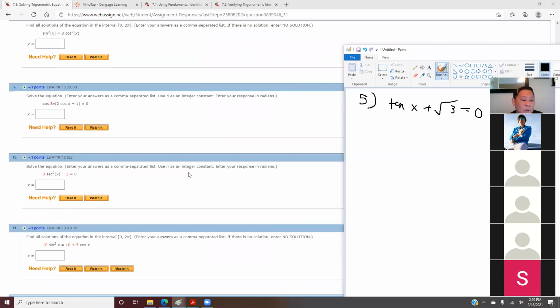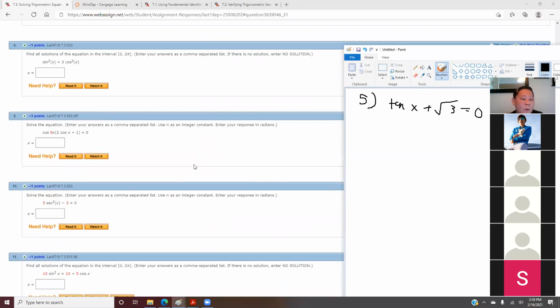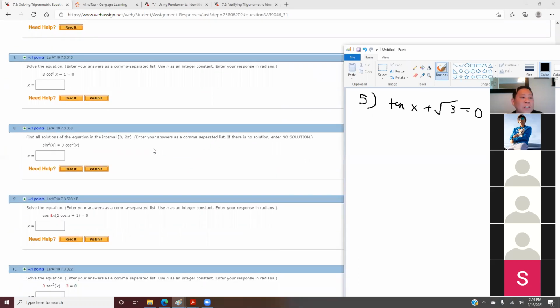I want you guys to know one thing. I want you guys to read the instruction here. It says solve the equation. Again, everything is in radian. So when you do your test or your homework, your answer for this chapter 7.3 is all in terms of radian. So I won't take 60 degrees. I will take pi over 3.